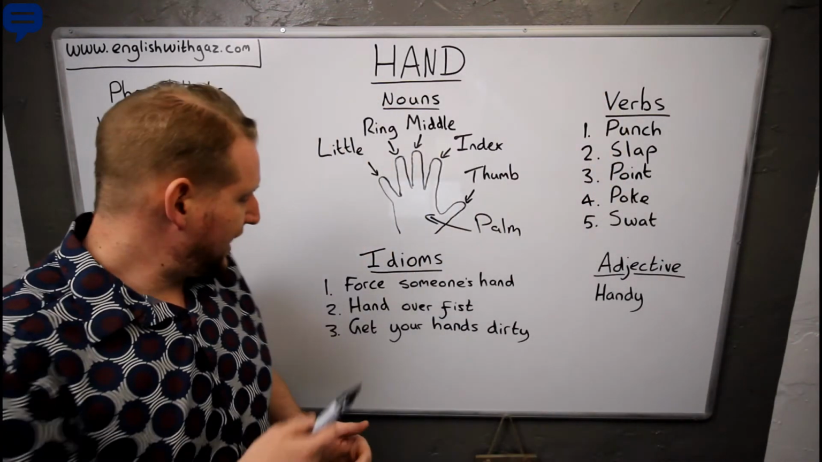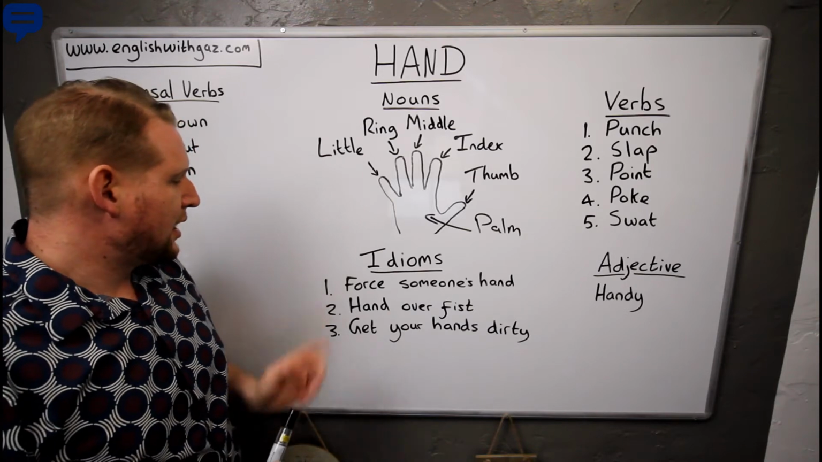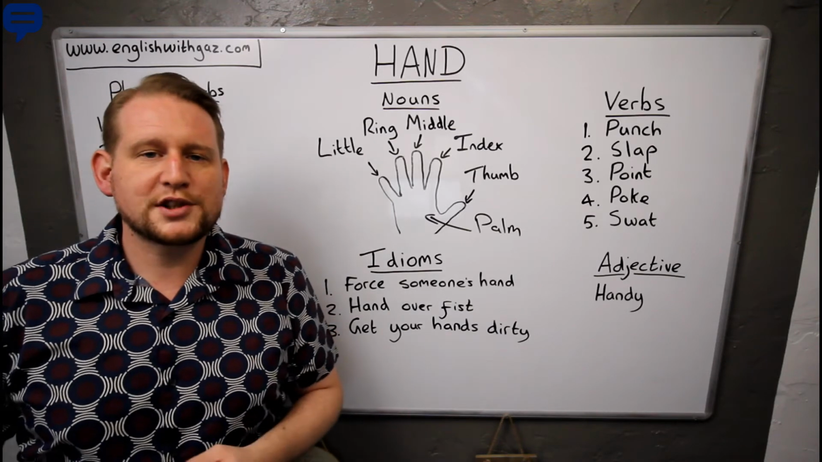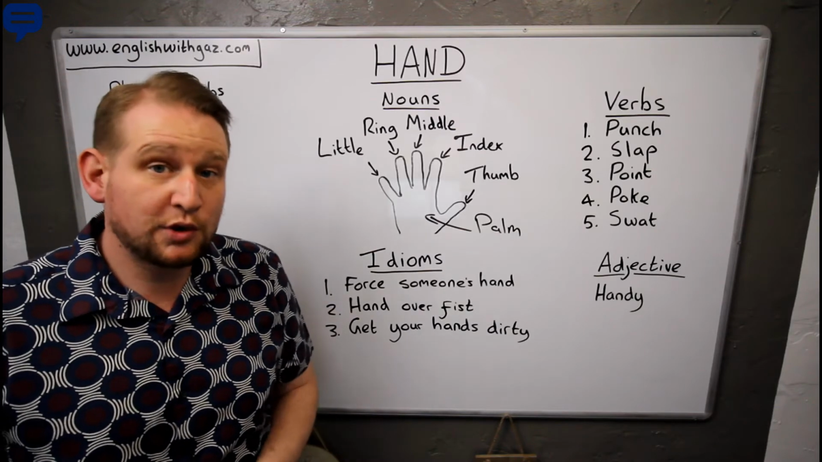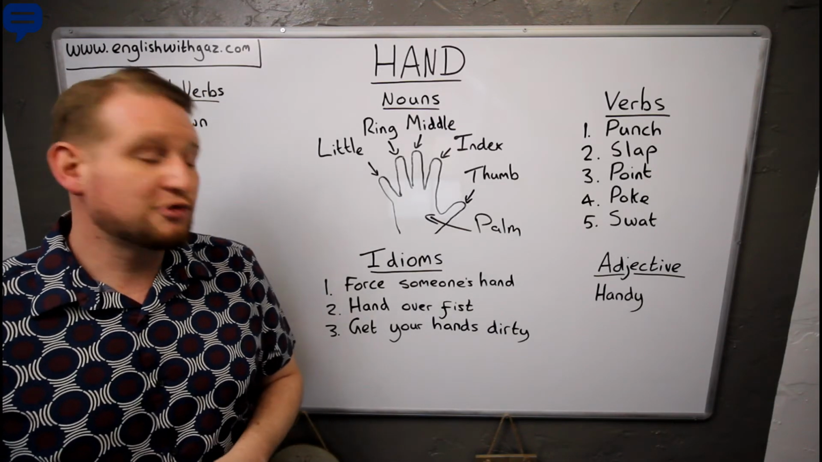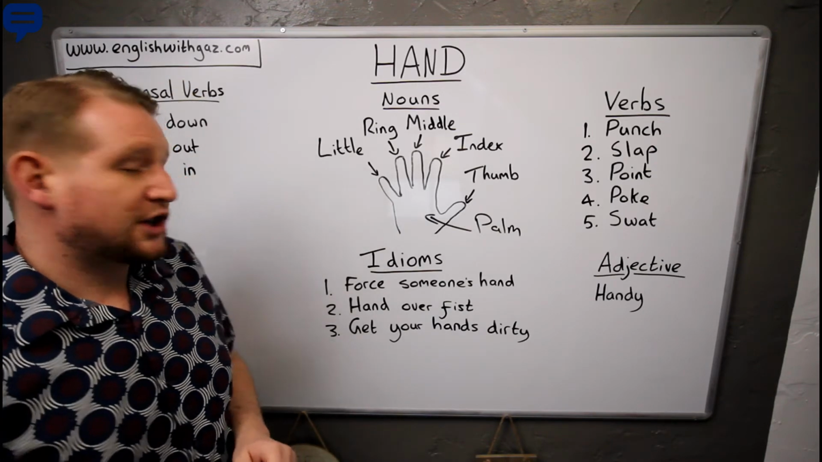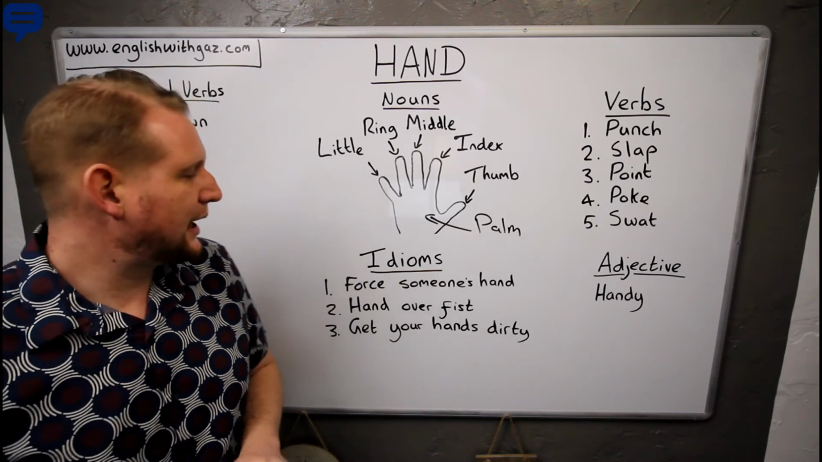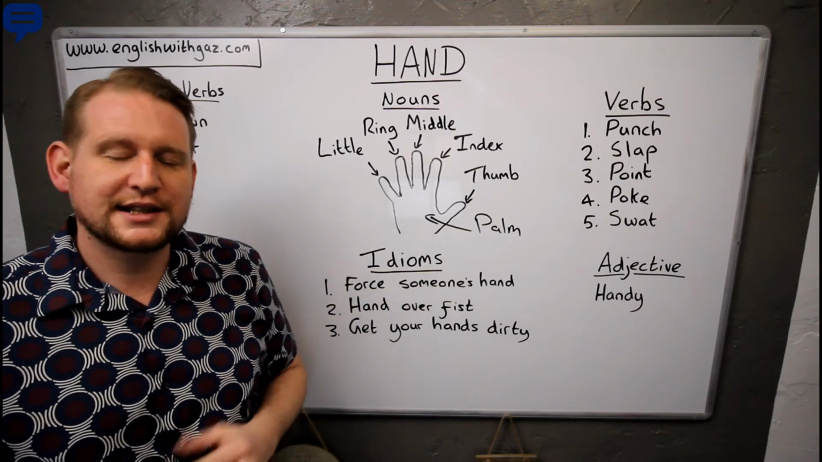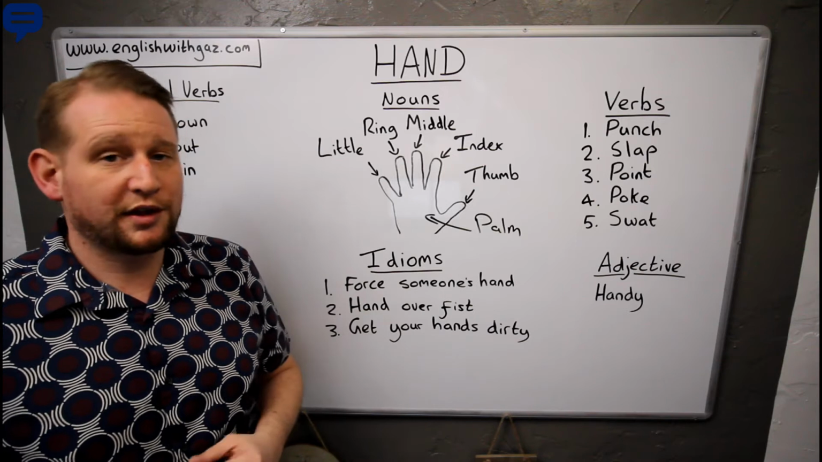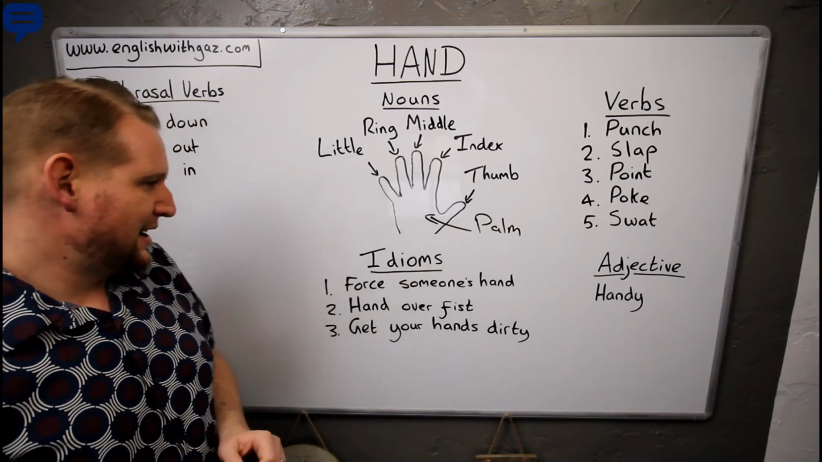Now I'll come back over here and we'll look at our idioms connected to the word hand. So number one is to force somebody's hand. Now this means to make somebody do something that they don't really want to do, that they are unwilling to do. So you might bribe somebody, try to give them money to do something, to force their hand, to get them to do what you want them to do, what they don't want to do, if that makes sense.